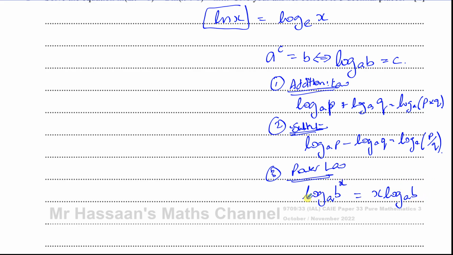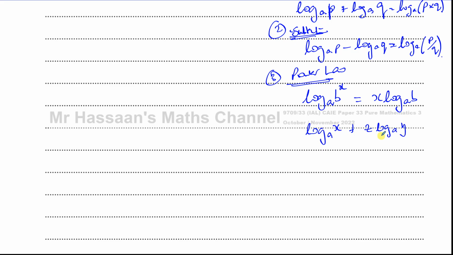That power can be written as a coefficient and vice versa. So it's important for us to know how we can combine logarithms, how we can split them up, and how we can simplify them. And a few points: if I have, for example, log to the base a of x plus z times log to the base a of y, I can't use the multiplication law on this until the coefficient has been written as a power.